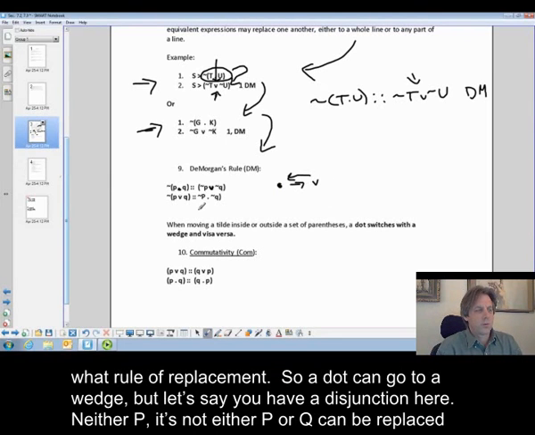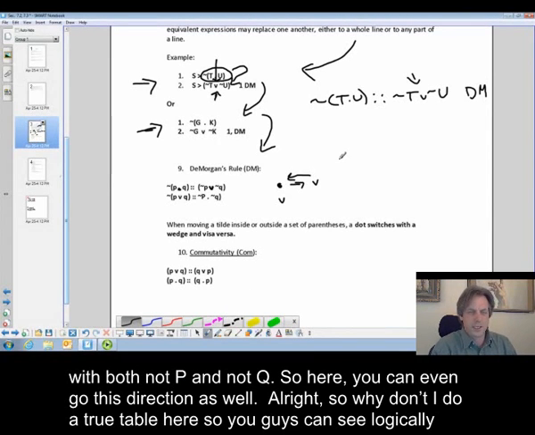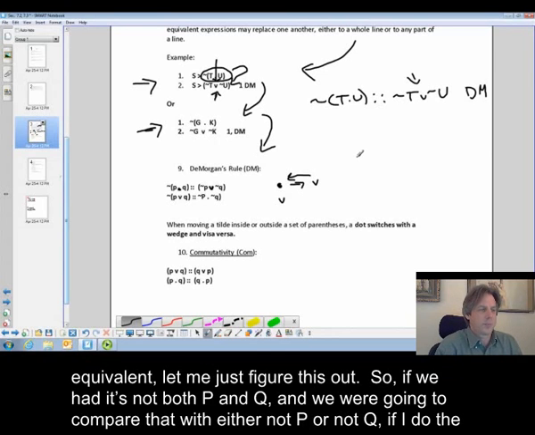So a dot can go to a wedge, but let's say you have disjunction here. Not either P or Q can be replaced with both not P and not Q. So here you could even go this direction as well. Alright, so why don't I do a truth table here so you guys can see they're logically equivalent. Let me just bear this out.